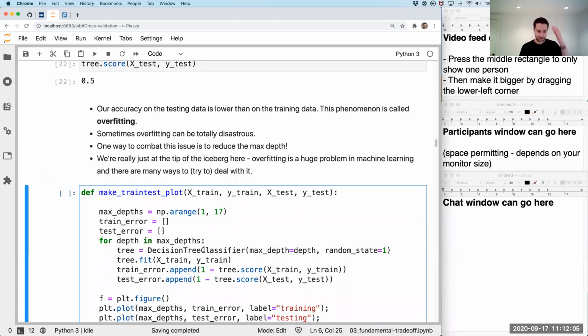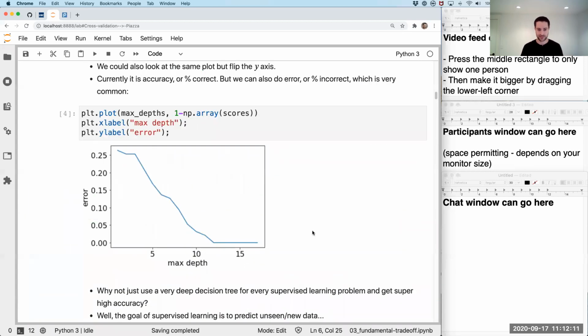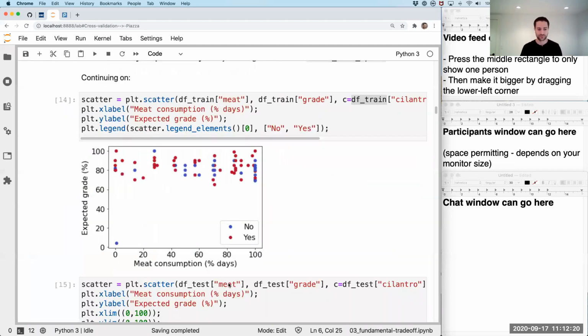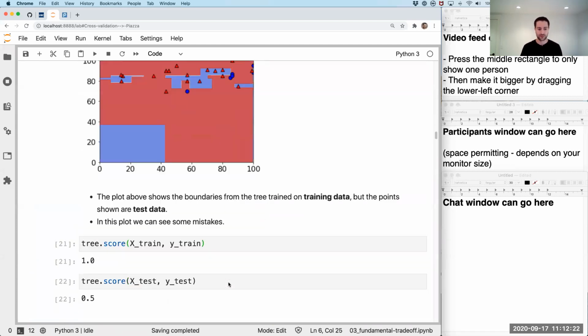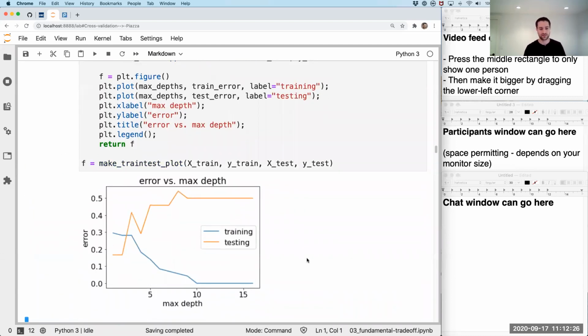Okay, so what I'm going to do is, let me scroll up for a minute. I'm going to make the same plot as this plot, but I'm going to add another line on it, which is going to be the test error, the error from the test set. So that's this code here. And so here's what we see.